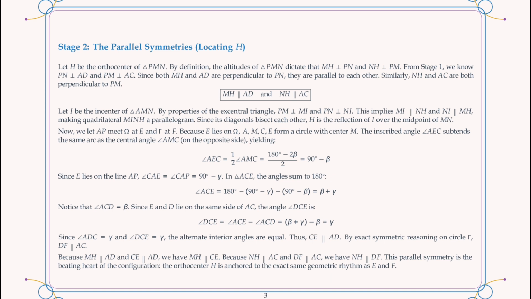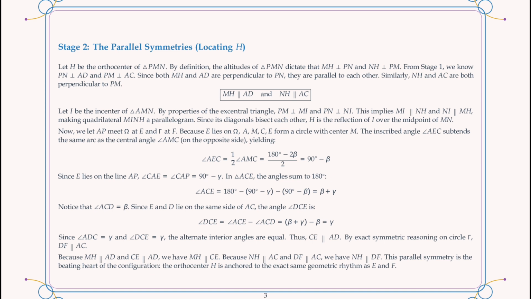Now, we let AP meet omega at E and gamma at F. Because E lies on omega, A, C, E lie on a circle with center M. The inscribed angle AEC subtends the same arc as the central angle AMC, yielding angle AEC equals 90 degrees minus beta. Since E lies on the line AP, angle CAE equals angle CAP, which is 90 degrees minus gamma. In triangle ACE, the angles sum to 180 degrees, so angle ACE equals beta plus gamma.